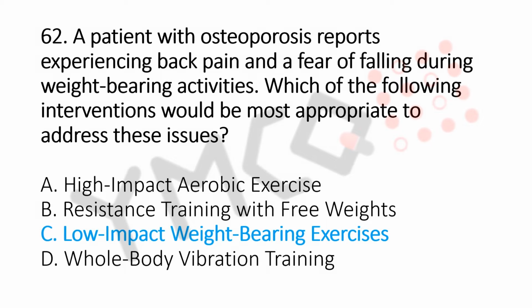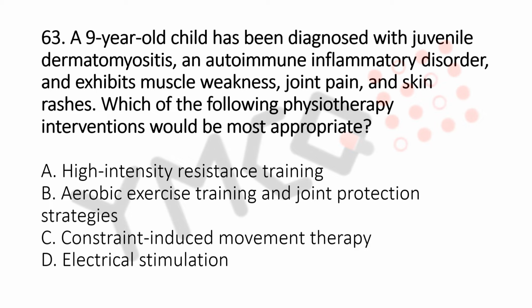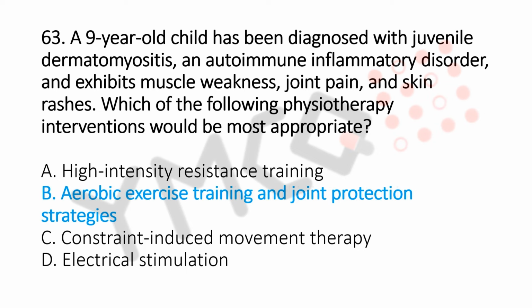Now let's move to question number 63. A 9-year-old child has been diagnosed with juvenile dermatomyositis, an autoimmune inflammatory disorder, and exhibits muscle weakness, joint pain, and skin rashes. Which of the following physiotherapy interventions would be the most appropriate? Option A, high intensity resistance training. Option B, aerobic exercise training and joint protection strategies. Option C, constraint induced movement therapy. Option D, electrical stimulation. And the answer is option B, aerobic exercise training and joint protection strategies.